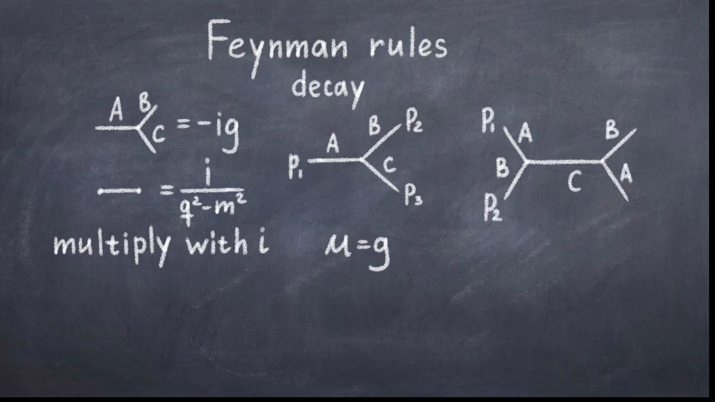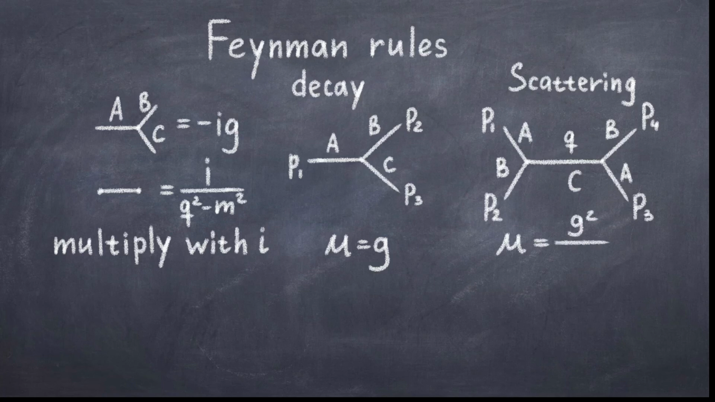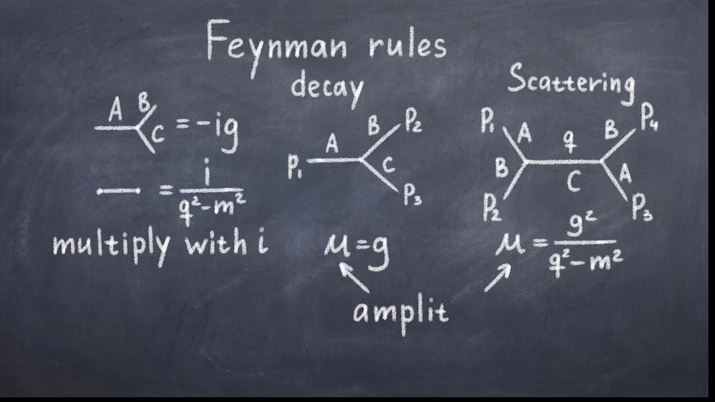We can also compute annihilation diagrams of particle A and B with the C particle propagator. Again, we can label the incoming and outgoing particles with P1, P2, P3 and P4. The propagator we now label with Q. We now have to collect two vertex factors in accordance with the Feynman rules. Putting all this together gives us the following amplitude. M is equal to g squared divided by q squared minus m squared, after multiplying with I and cancelling out minus signs. The q is the momentum of the propagator, which can be expressed in terms of the incoming particles as q is equal to p1 plus p2.